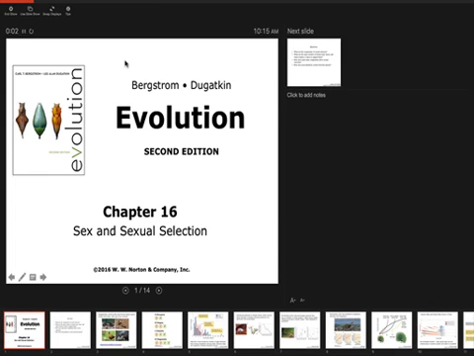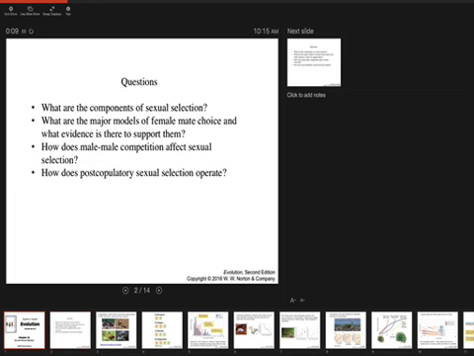So this is the second part of chapter 16, and we're going to be looking at sexual selection today. Here are the main questions and what we're going to talk about: what are the components of sexual selection? We're going to be looking at various models that lead to sexual selection, and one of them is the major models of female choice, and what evidence there is to support them. The other model that can lead to these traits is male-male competition. So how does male-male competition affect sexual selection?